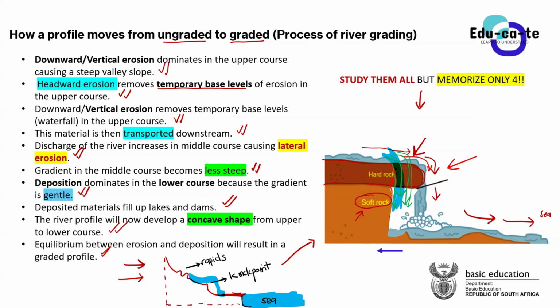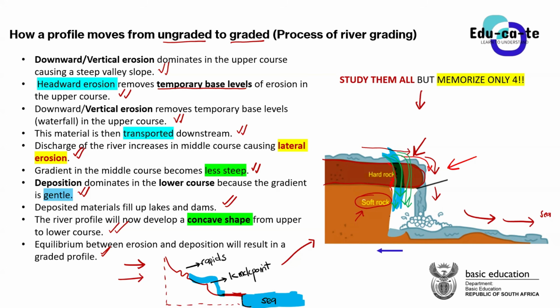Whenever you're explaining, what are you trying to explain here? You are trying to explain what causes the upper slope to be steep. What processes happen at the upper slope? And then you explain what processes happen in the middle course as well. You also explain the processes at the lower course.